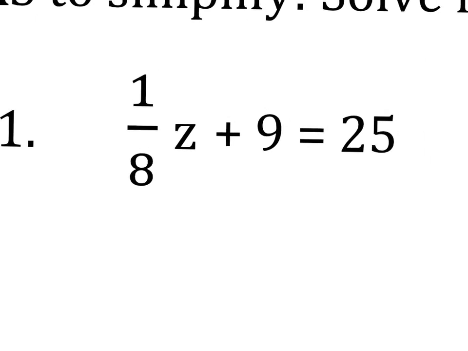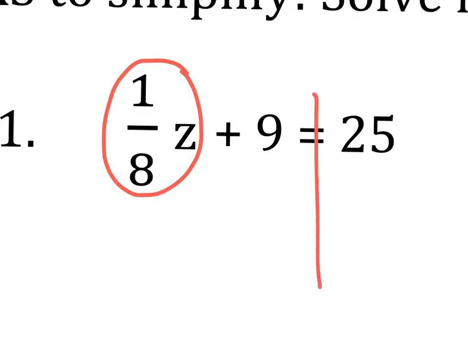I'm going to circle 1/8 because I know that that's what I have to keep by itself. This is the last thing that's moving because it has a variable. So let's get rid of this plus 9. I'm going to draw my line. So plus 9, we're going to do the opposite. So we're taking away 9 from here, so we have to take away 9 from here. We have to be fair. This is removing balance sets.